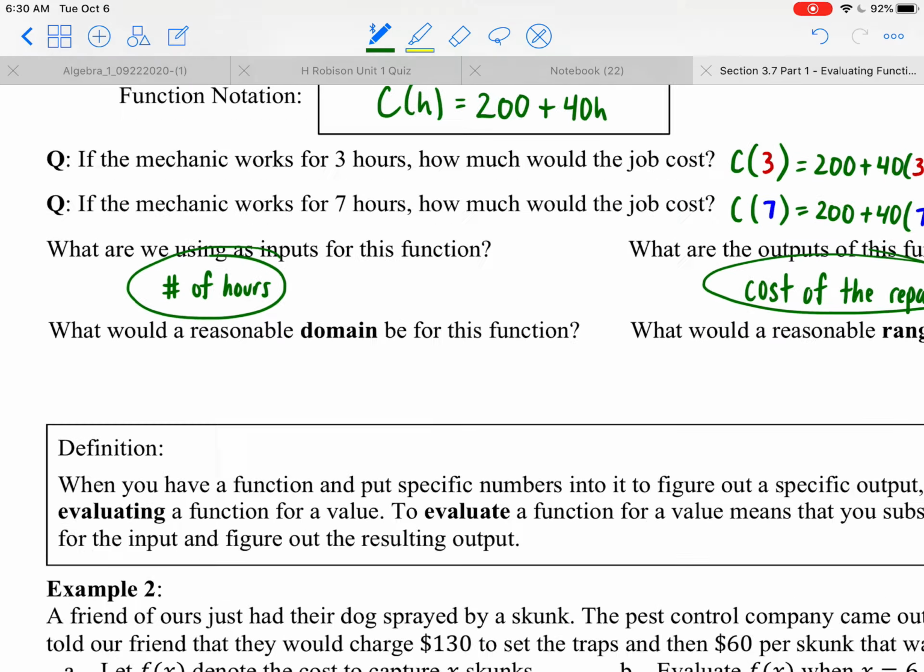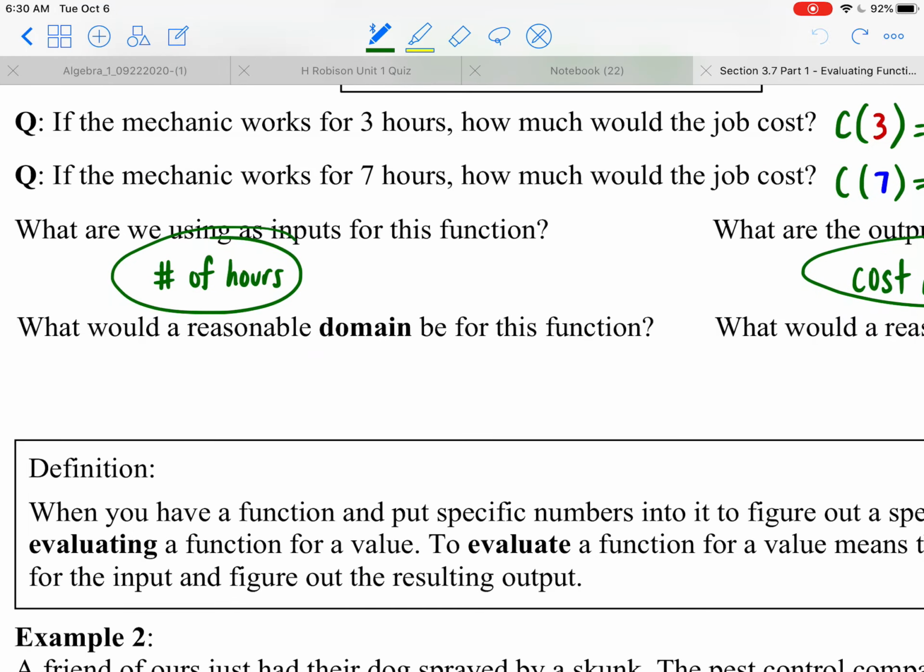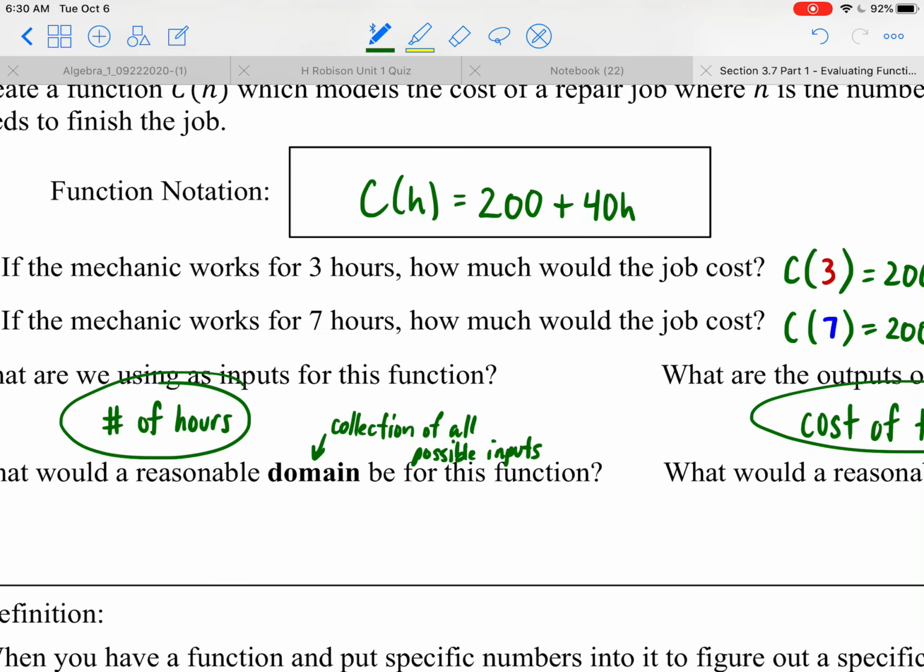What would a reasonable domain be for this function? Remember, domain is a collection of all possible inputs. So the question here is, what numbers could we potentially plug into the function? What numbers would be reasonable to put in for H here? Could the mechanic work on your car for 2,000 hours? No, that seems really unreasonable.